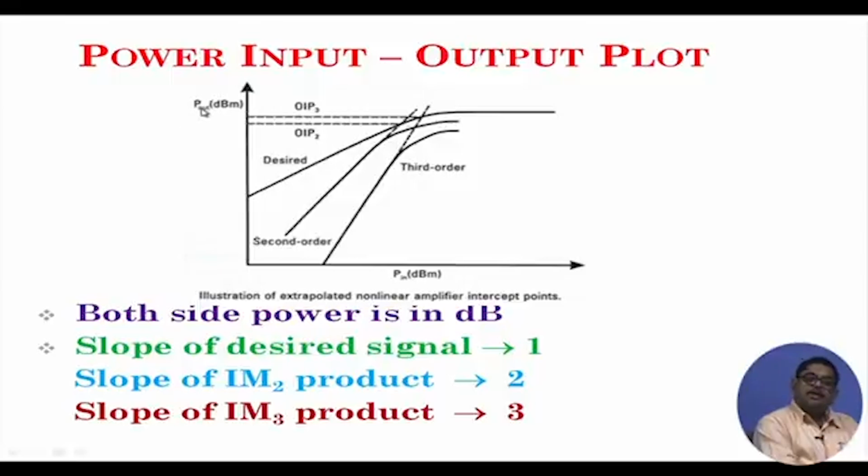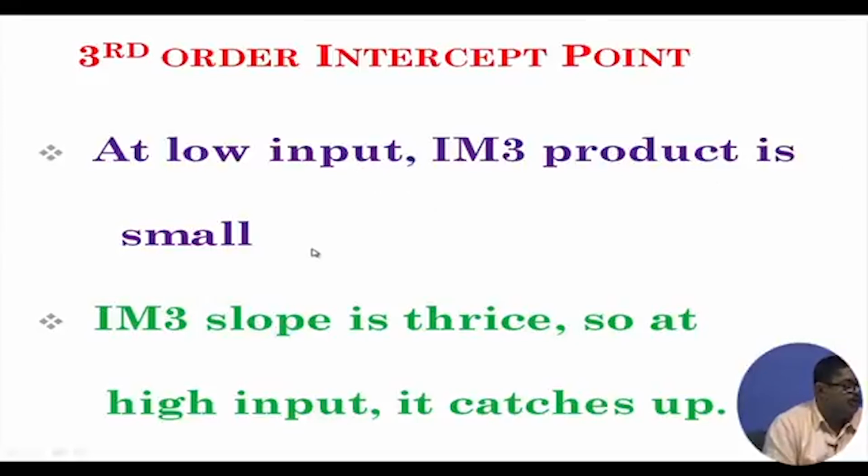So, if I put it in that transfer characteristic input output in dB scale, then you see the linear one is going like this, second order is going like this, the third order its slope is twice. So, it will go like this. So, you see that at a particular value, if I say that it will be significant to the input signal, you see that second order is always lagging, but this third order intercept, since its slope is much higher than second order intermodulation. So, at some high level it will catch up and it will be of the same level as the desired signal. At low input IM3 product is small, so it is negligible, but IM3 slope is thrice. So, at high input it catches up.